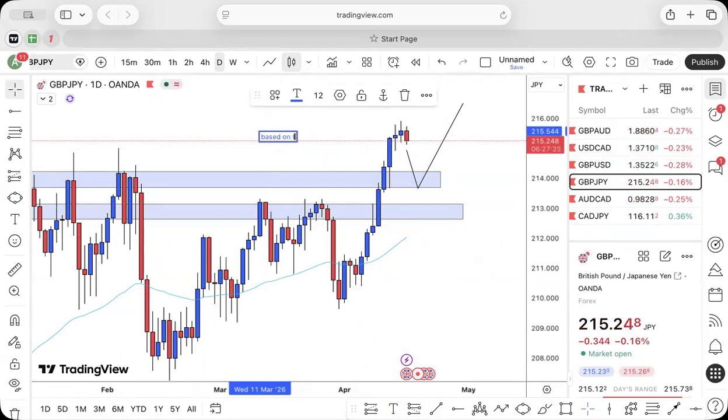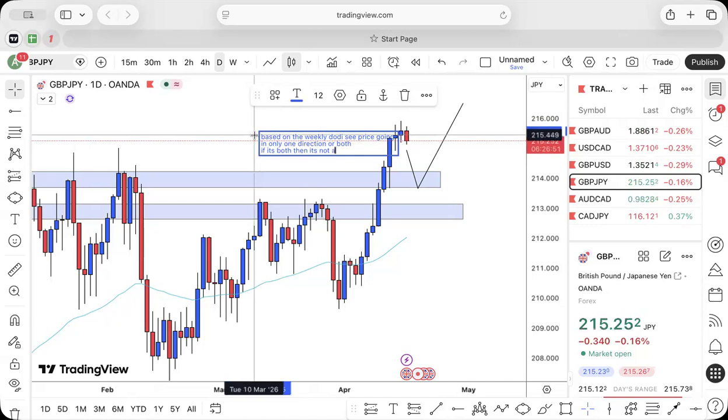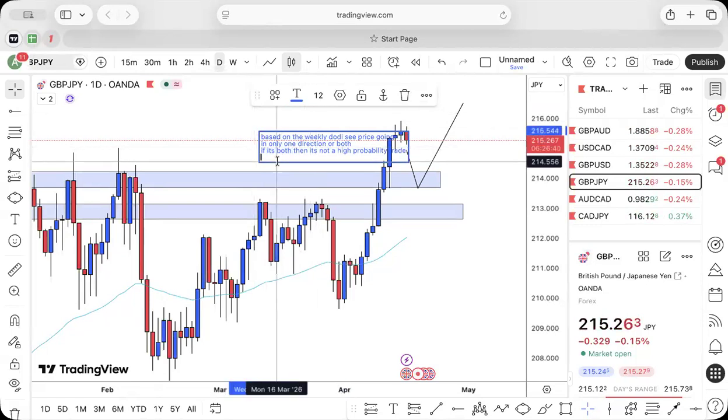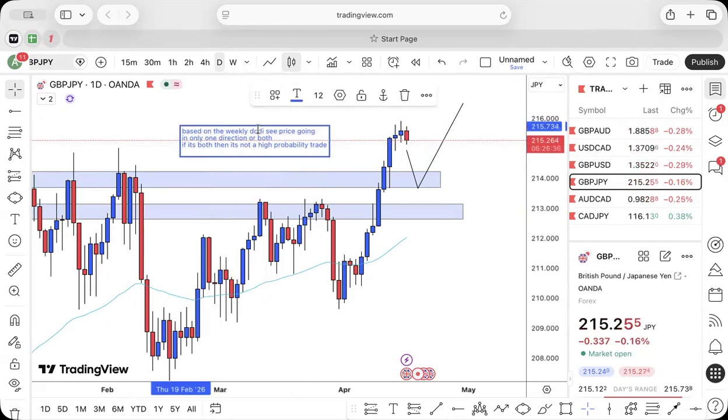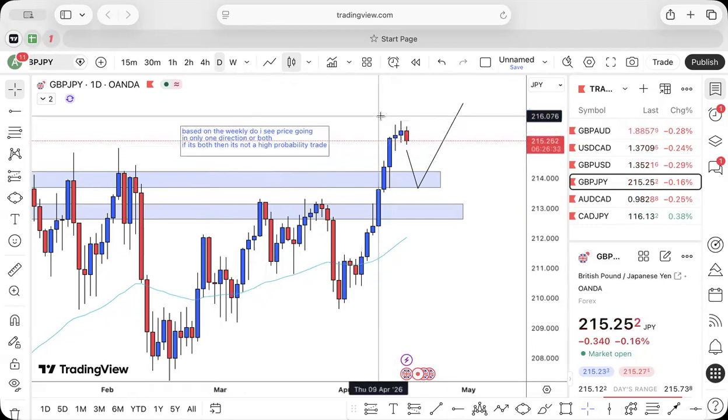Based on the weekly, is the price going in only one direction or both? And if it's both, then it's not a high probability trade. I want you guys to keep that in mind. So based on the weekly, does it do a high and is price going in only one direction or both? If it's both, then it's not a high probability trade. It's as simple as that. You see it going in both directions.